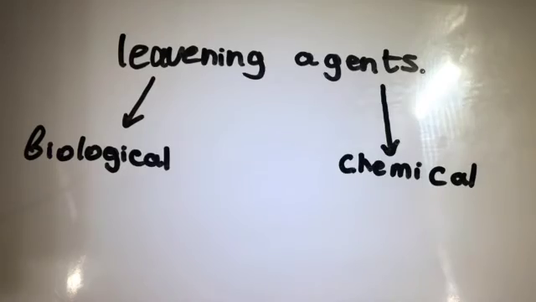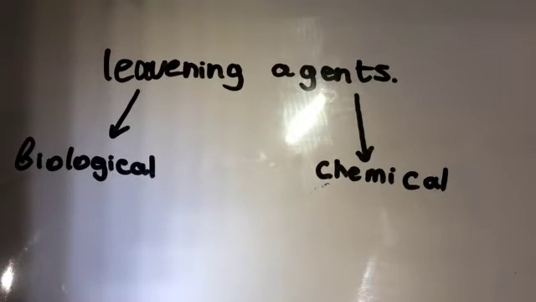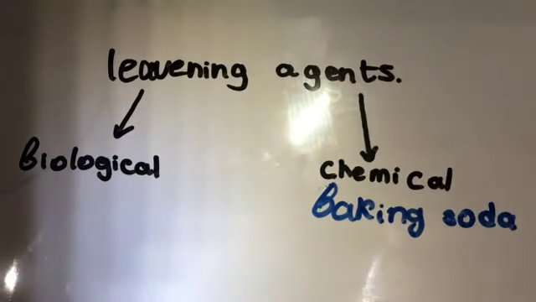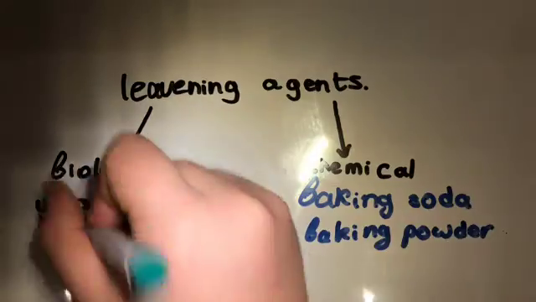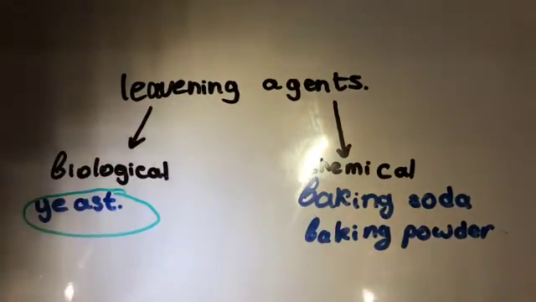Well, they can be separated into chemical and biological ones. Chemical leavening agents include examples such as baking soda and baking powder, while biological leavening agents include yeast. Let's begin by talking about yeast.